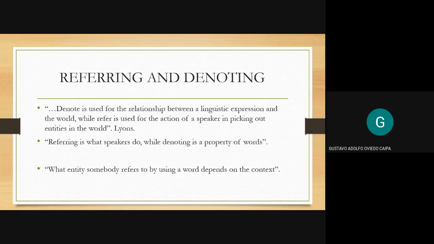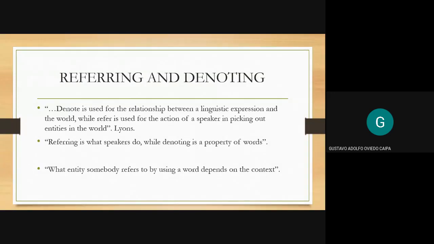So we were talking about referring and denoting, how those two concepts are very crucial to the understanding of how we relate meaning with the real world, right? We said that referring and denoting are two of those concepts that allow people to talk about the world. So how does that work? We said that there was a difference between referring and denoting, that even though both of them were kind of similar, they have huge differences in terms of how they work.